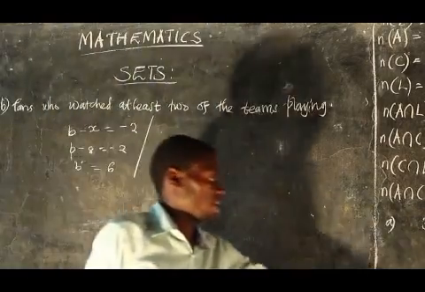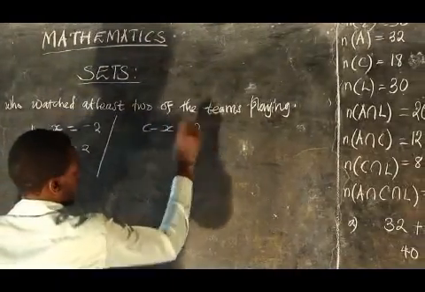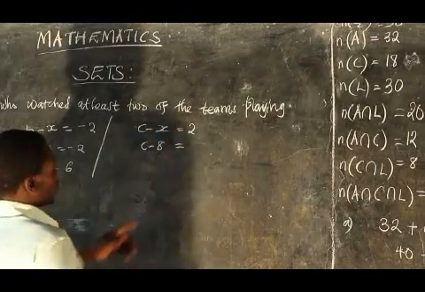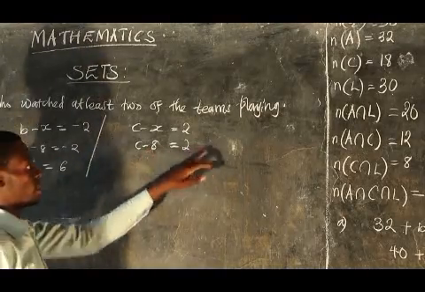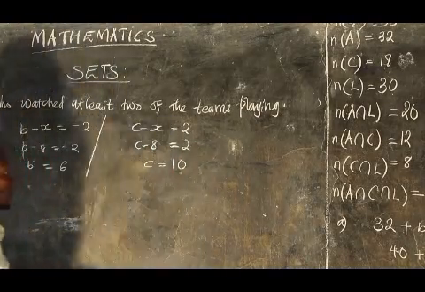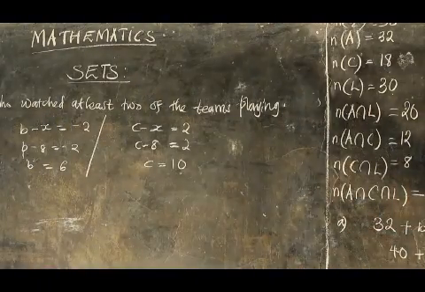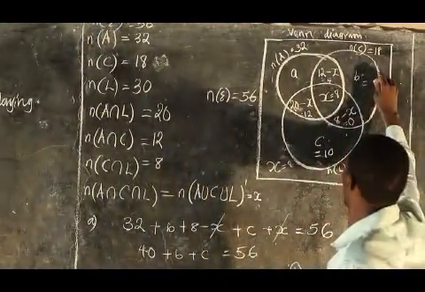Also C, we have it here. C minus X is equal to C minus 8 is equal to 2. Now we bring this one this side, it is going to become a positive, so C is going to be equal to 10. Here we can substitute. This one is equal to 10, B is equal to 6.